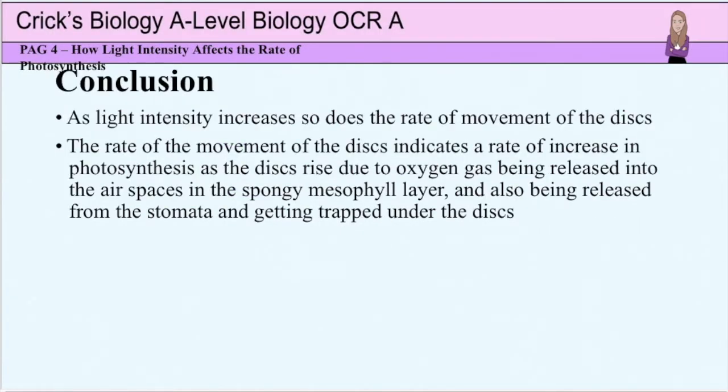As light intensity increases, so does the rate of movement of the discs, as shown by the graph. The rate of the movement of the discs indicates a rate of increase in photosynthesis, as the discs rise due to oxygen gas being released into the air spaces in the spongy mesophyll layer, and also being released from the stomata and getting trapped under the discs.